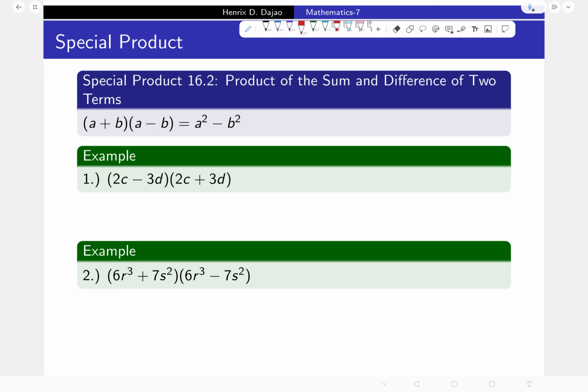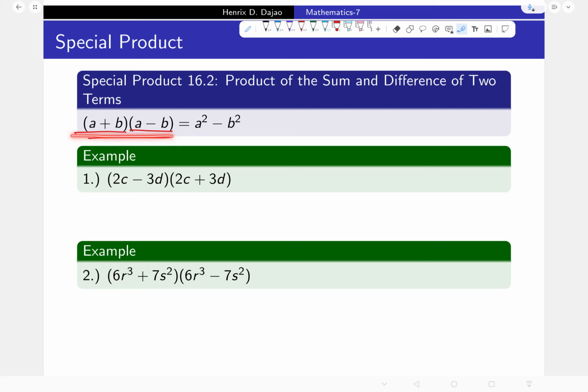Okay, this is the product of the sum and difference of two terms. So we have two terms. In the first factor we have two terms, in the second factor we have two terms. So this is the sum, this is the difference of two factors. And then you're going to multiply, that's why this one is called the product of the sum and difference of two terms. Now what's the pattern?